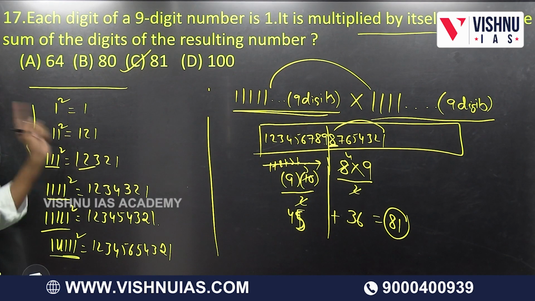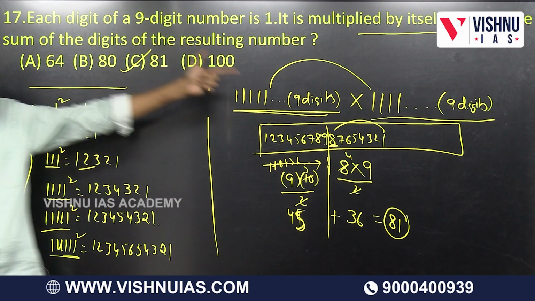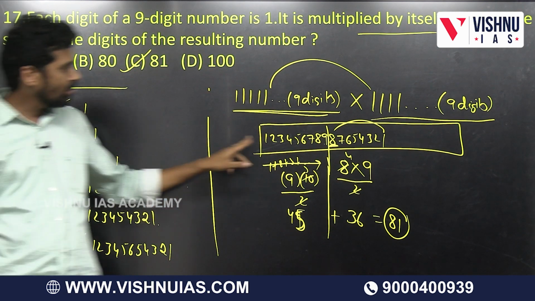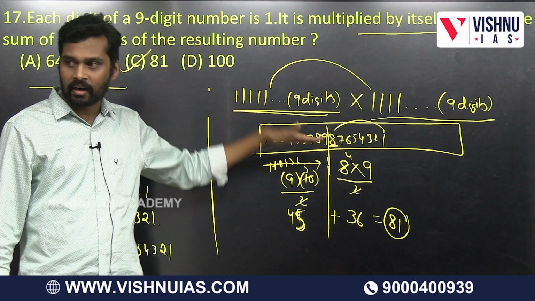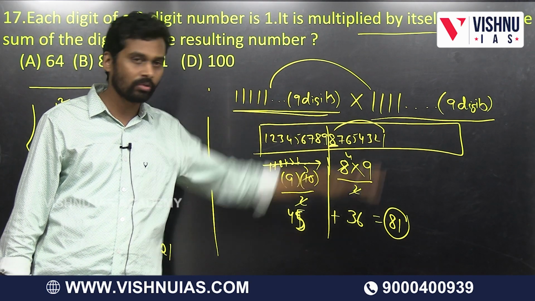So if all the digits are ones, and you take the square of the number, the same number you are multiplying, you write the number like this. For a 9-digit number, you take the square. Then the number is 1 2 3 4 5 6 7 8 9, and again from that number it gradually decreases: 8 7 6 5 4 3 2 1.